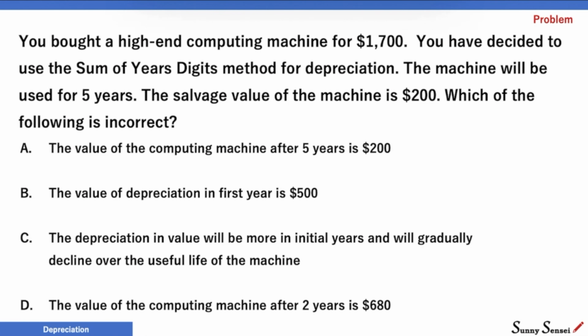A. The value of the computing machine after 5 years is $200. B. The value of depreciation in first year is $500. C. The depreciation in value will be more in initial years and will gradually decline over the useful life of the machine. D. The value of the computing machine after 2 years is $680. Please pause the video and try to find the correct choice.